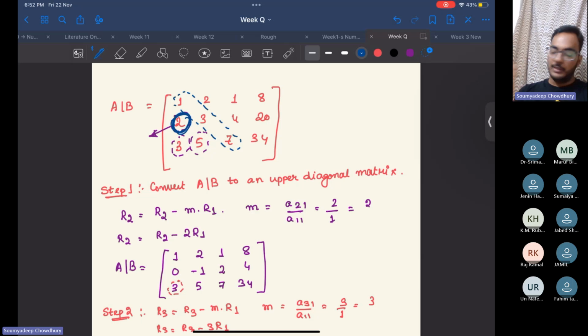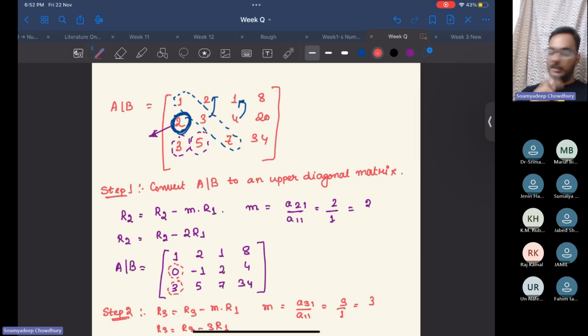So R2 we replace as R2 minus 2R1. That is, every element of row 2 should be replaced by the current element in row 2 minus 2 times the corresponding element in row 1. So the first element becomes 2 minus 2 into 1, which is 0. Next element becomes 3 minus 2 into 2, that is 4, 3 minus 4 is minus 1. 4 minus 2 into 1 is 2. 20 minus 2 into 8 is 4. So the first objective is achieved. We have made this element 0.